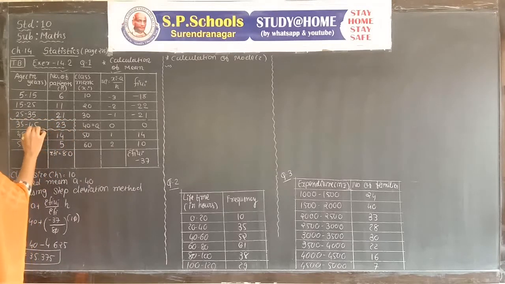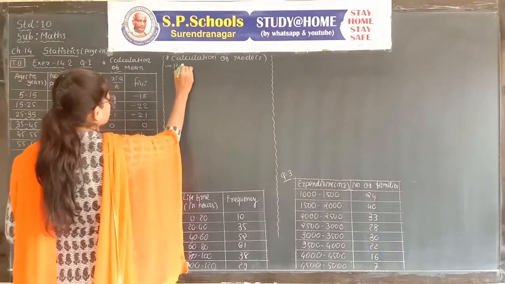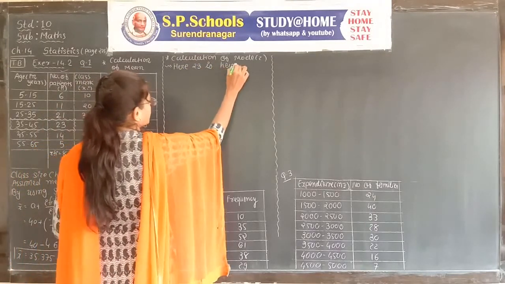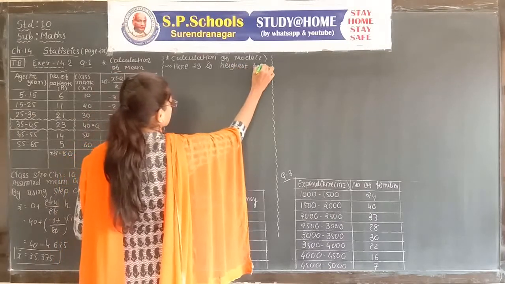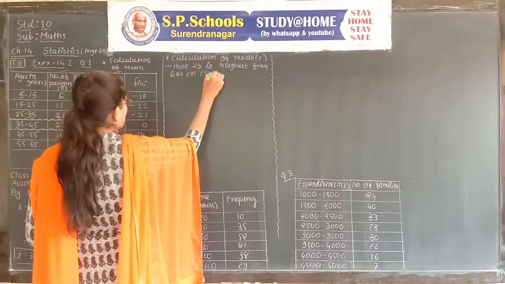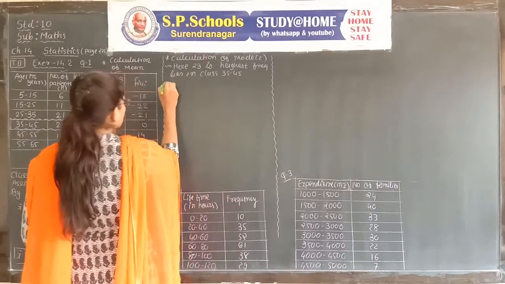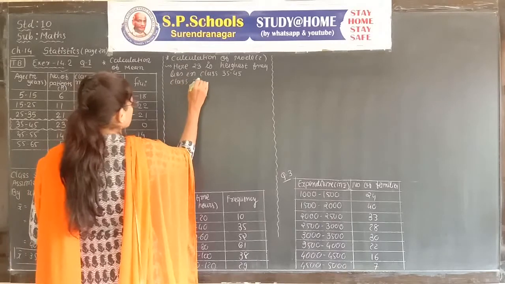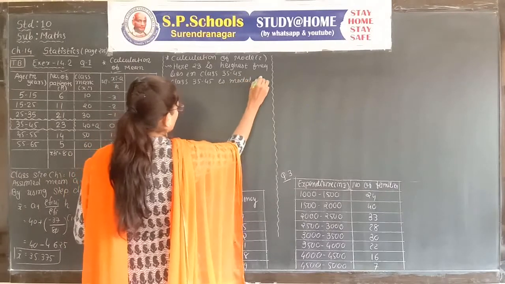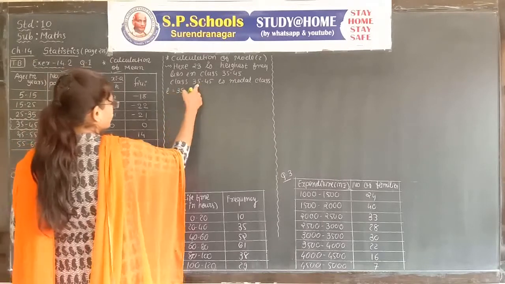23 lies in class interval 35 to 45. Here 23 is the highest frequency, which lies in class 35 to 45. Therefore, class 35 to 45 is the modal class. Now L is equal to 35, the lower limit of the modal class.